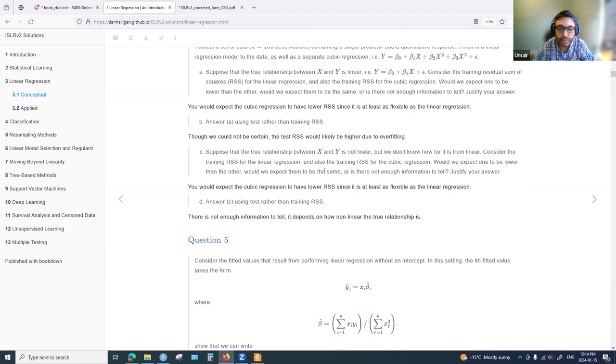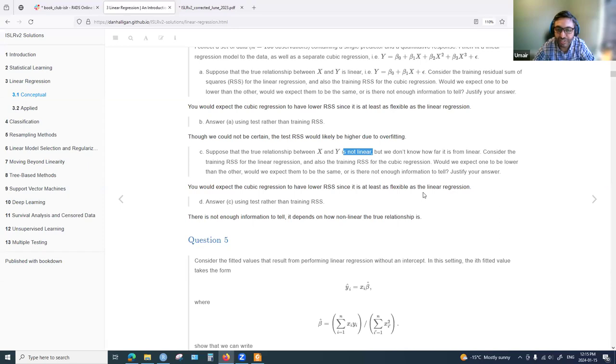Part C, suppose that the true relationship between X and Y is not linear, but we don't know how far it is from linear. Consider the training RSS for linear regression and also for cubic regression. Would we expect one to be lower than the other, the same, or not enough information? So I initially thought that we may not have enough information, but I agree with this answer that you would expect the cubic regression to have lower residual sum of squares since it is at least as flexible as the linear regression.